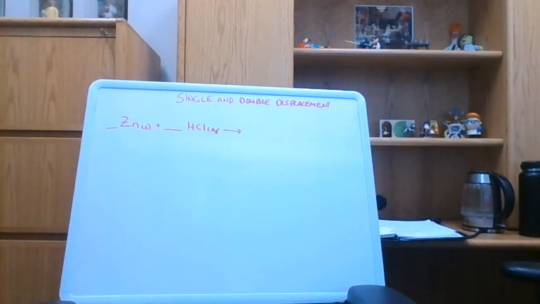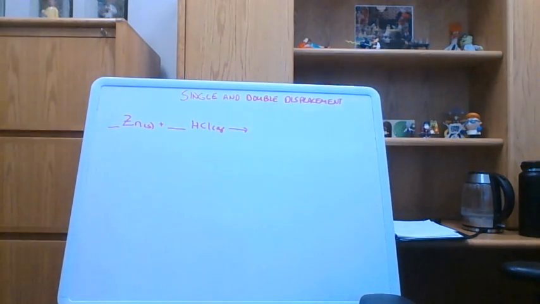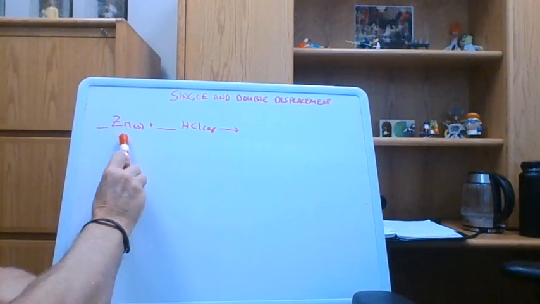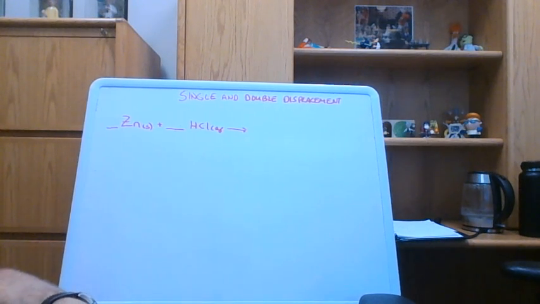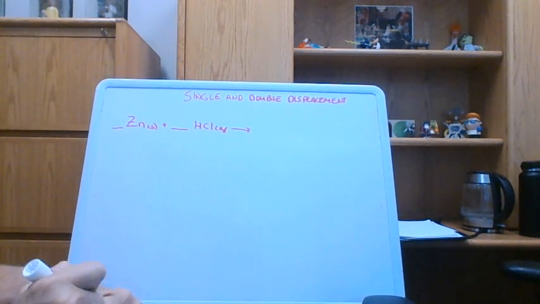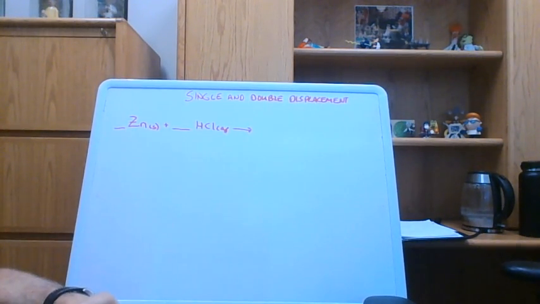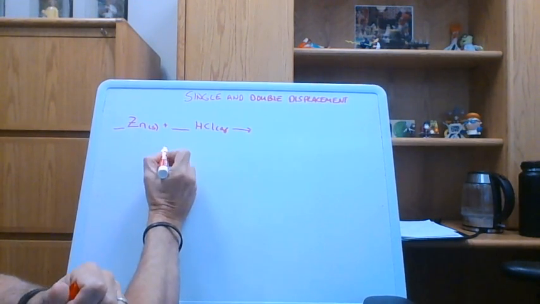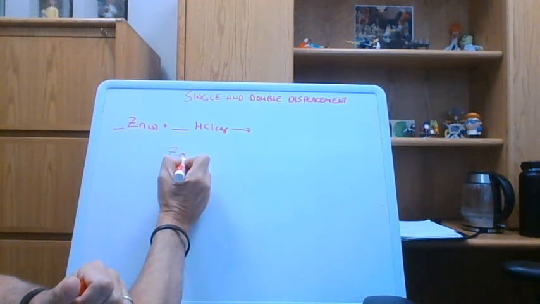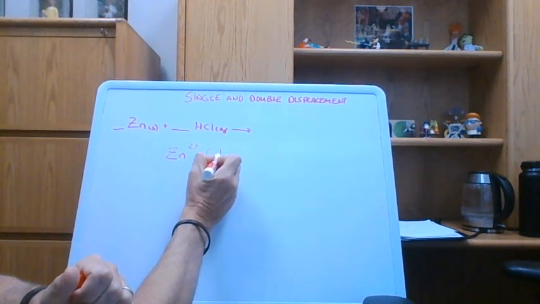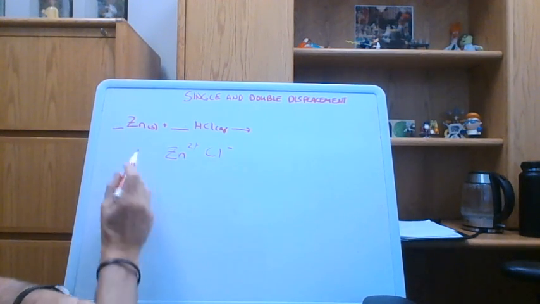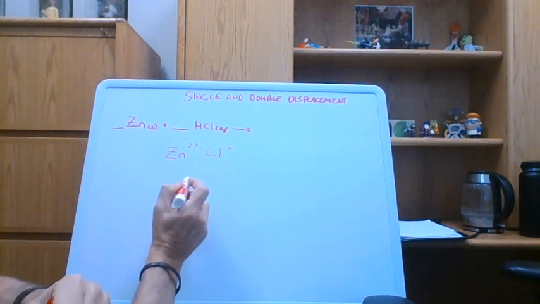So if we have a typical single displacement reaction, what's going to happen is the component by itself is going to come in and displace part of this compound here. So our zinc is going to replace the hydrogen, and it's going to be with the chlorine, and the hydrogen is going to be by itself. So one of the products is now zinc will want to be with this chlorine, and this is an oxidation reduction reaction as well, because our zinc has a 0 and it's going to 2+.